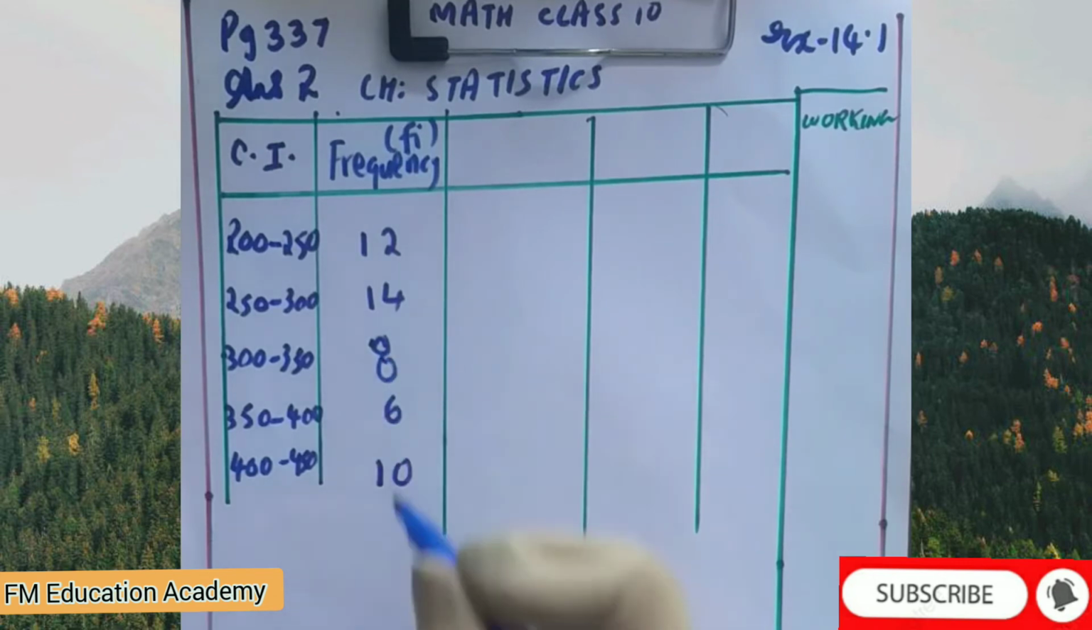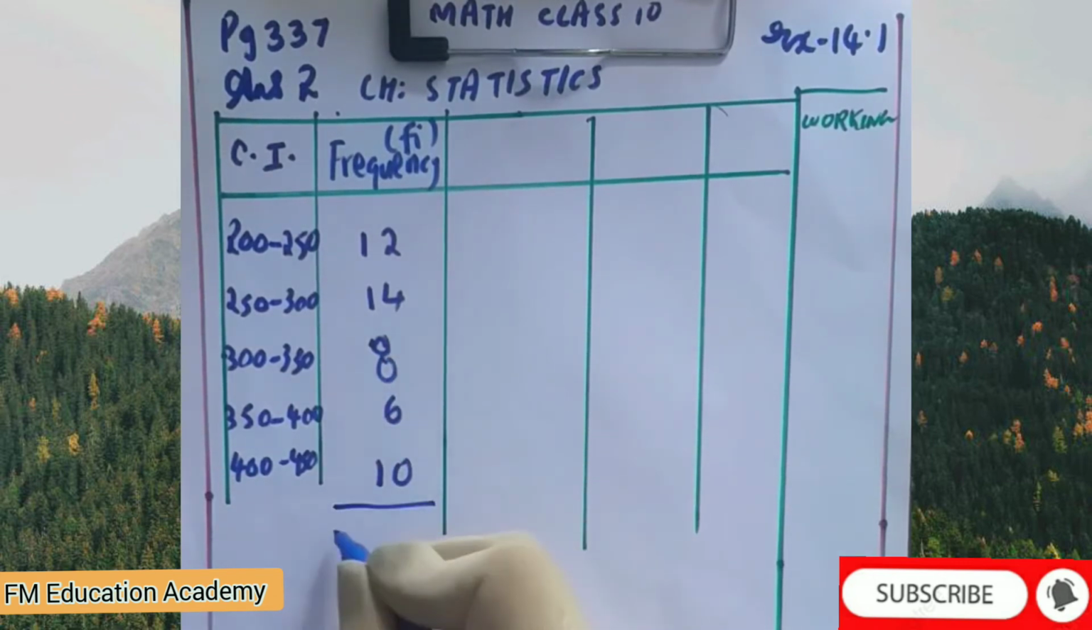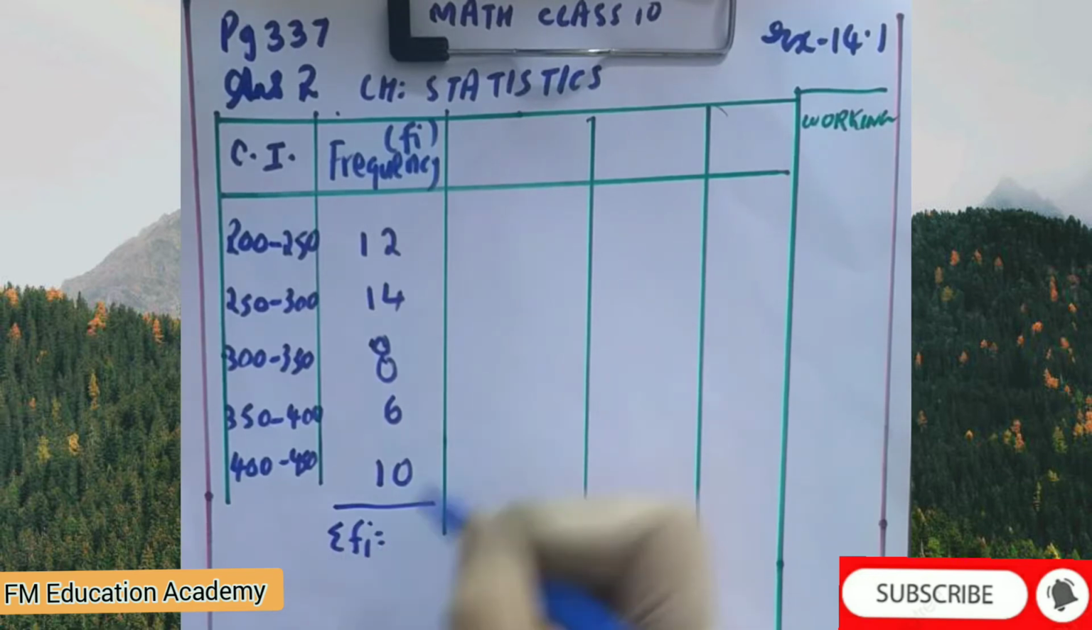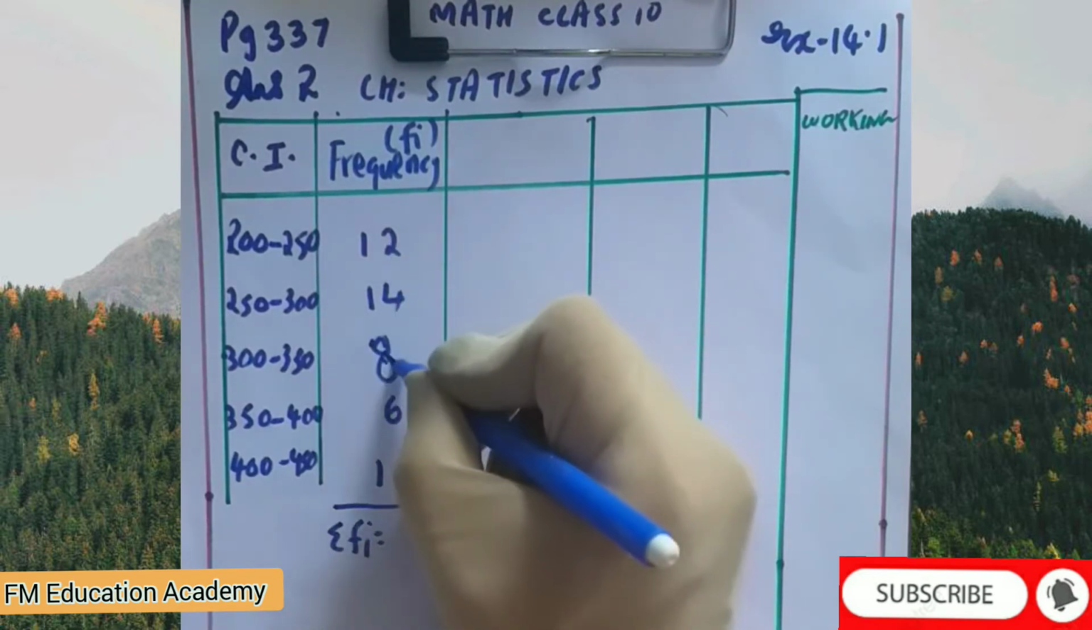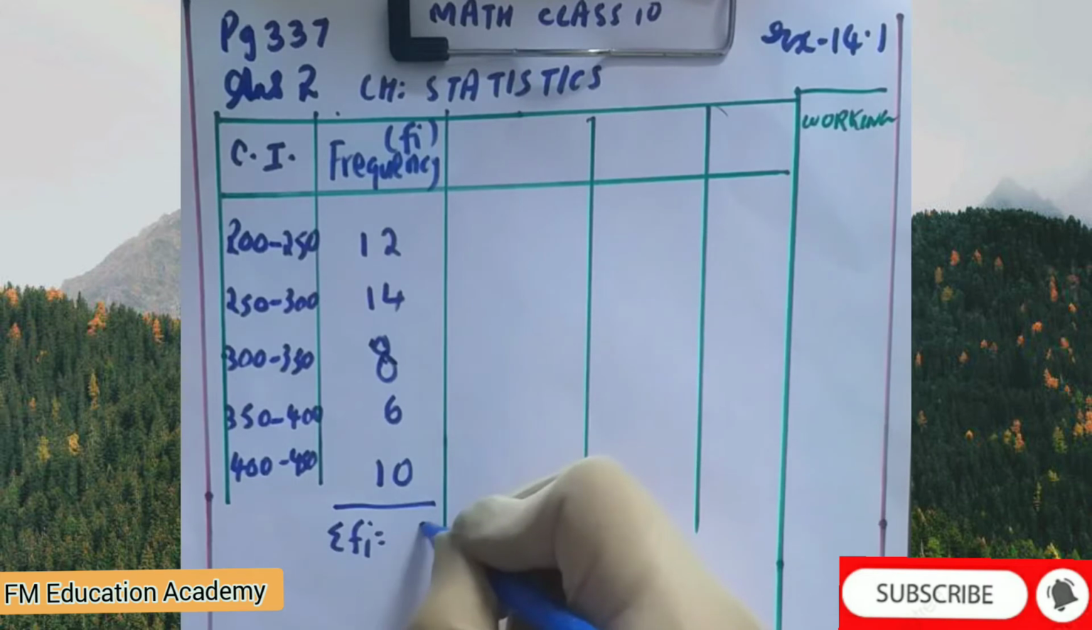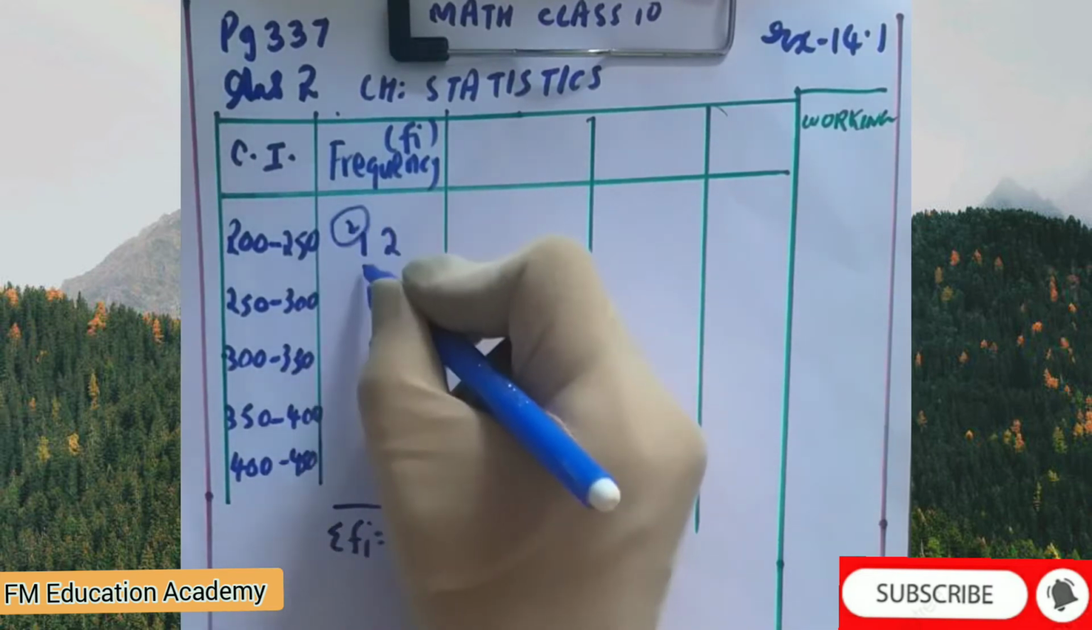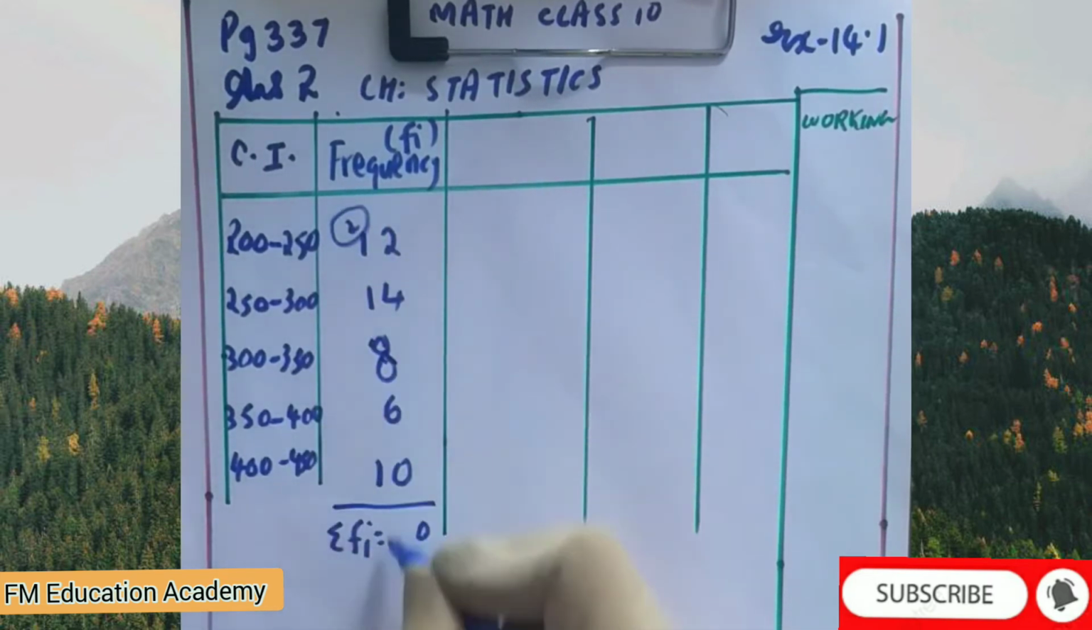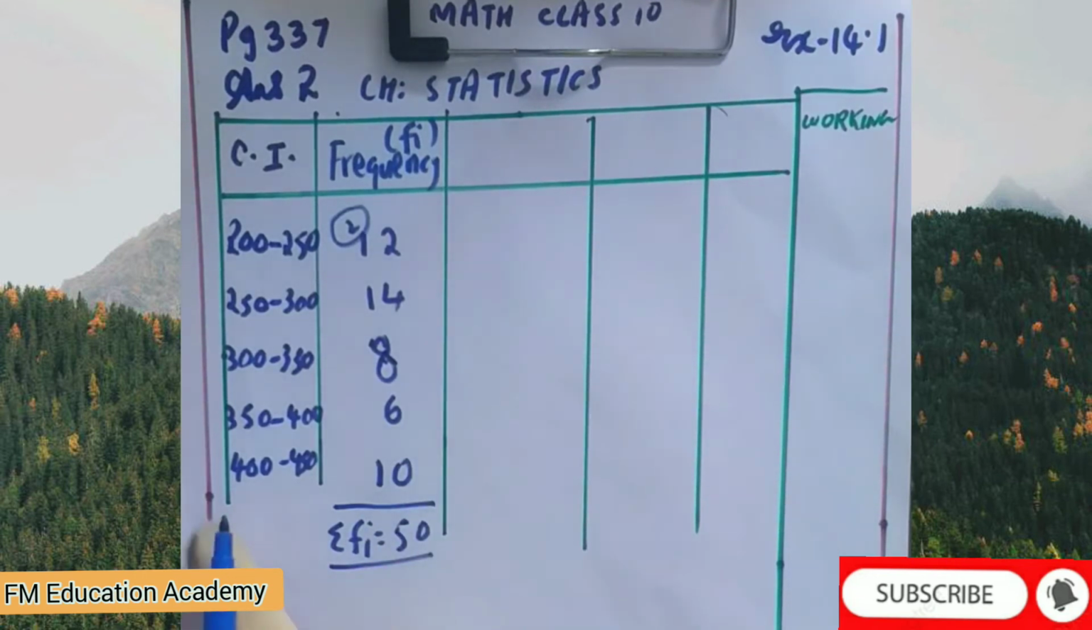Now in the question total frequency was given as 50. So let us see whether we are getting total frequency sigma fi as 50 or not. 12 plus 14 is 26, 26 plus 8 is 34, 34 plus 6 is 40, 40 plus 10 is 50. So we are getting sigma fi as 50. It means we have written the correct values. So this class interval and frequency will always be given in the question. So you just have to write this.